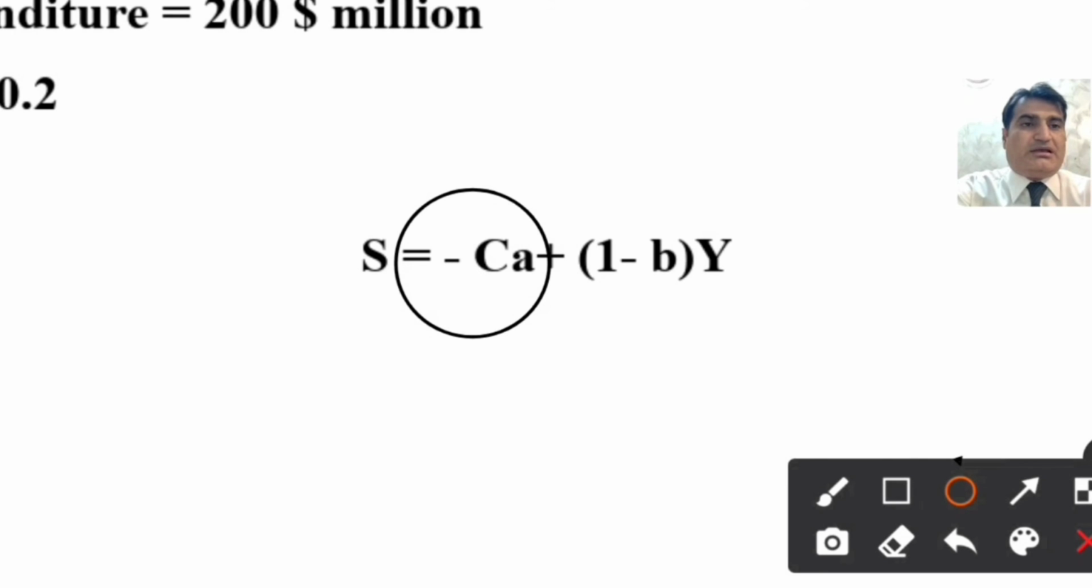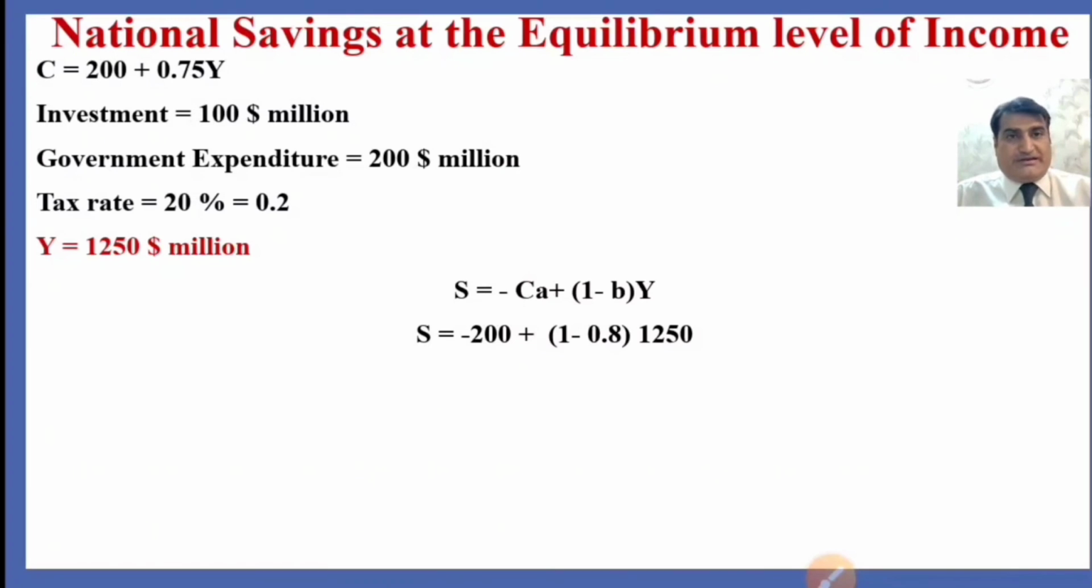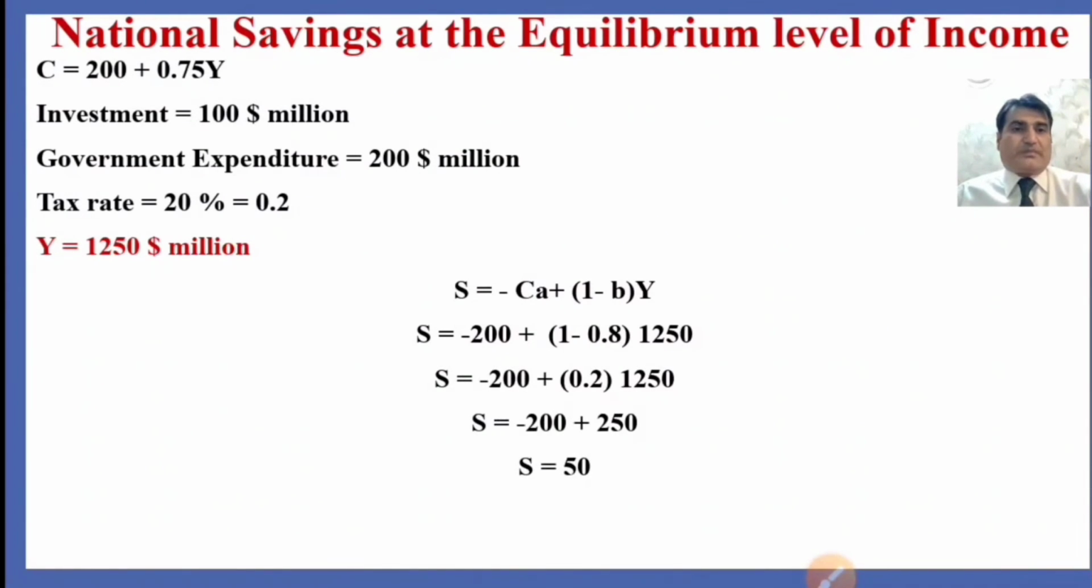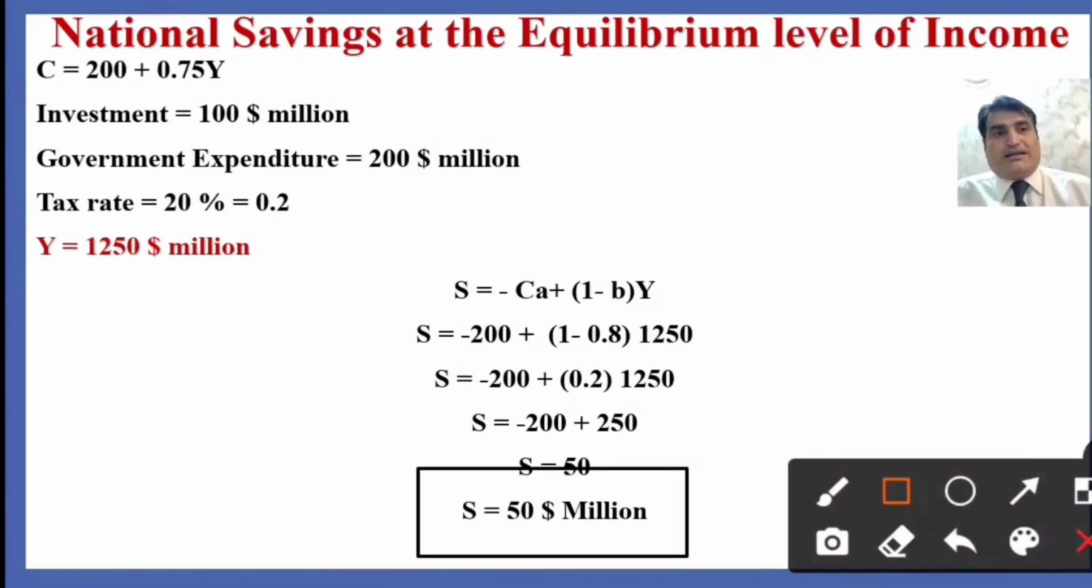When the income is zero, the consumer has to borrow or use his wealth in order to meet his basic needs. Here beta is the slope, the marginal propensity to consume, whereas 1 minus beta is equal to the marginal propensity to save. Remember that beta is the marginal propensity to consume and 1 minus beta is the marginal propensity to save, and Y is income. Autonomous consumption is 200, 1 minus beta is 0.8, and income is $1,250 million. So the saving would be equal to $50 million. So it is proved that the national savings at the equilibrium level of income is $50 million, and the government is running a budget surplus.